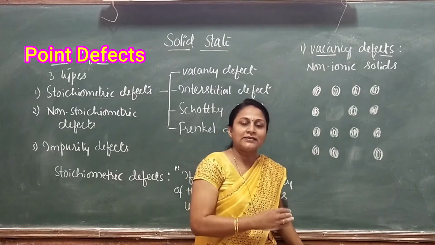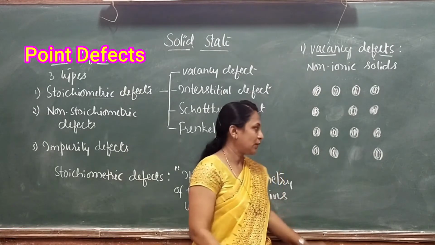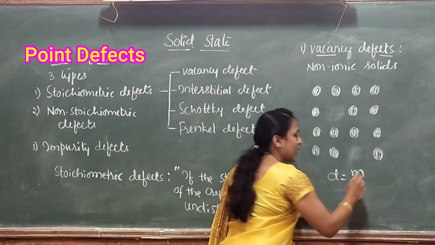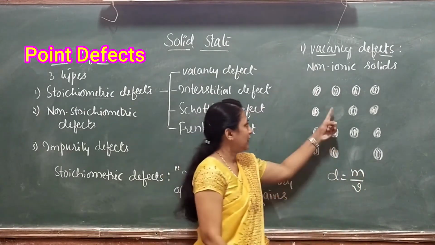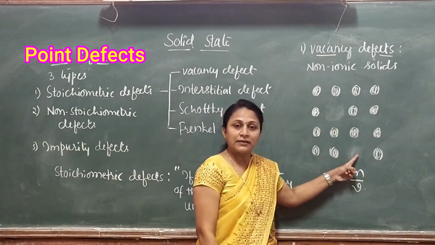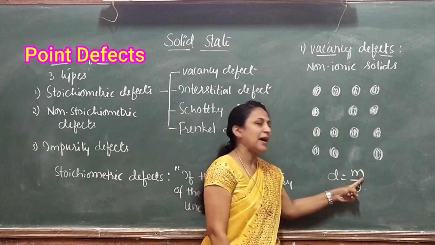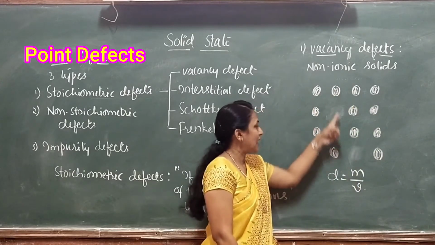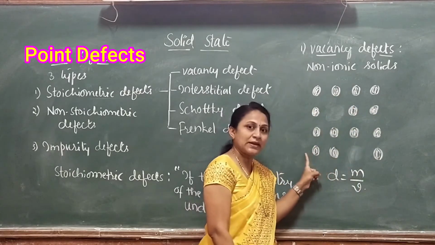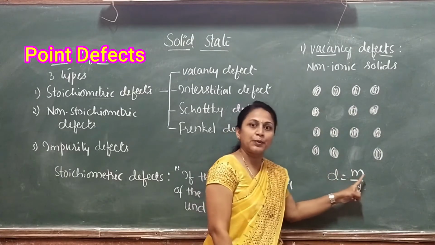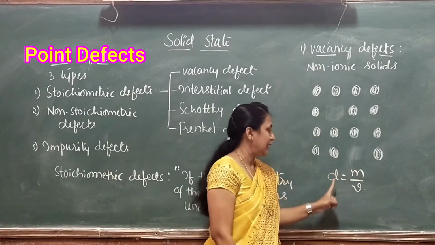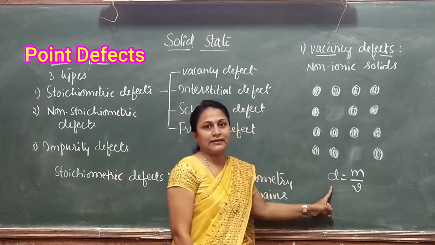If that is the case, then what happens to density? So we have density is mass by volume. Here it is vacant space, means mass decreases, but the volume remains the same. So density is directly proportional to mass. So as mass decreases, density also decreases.